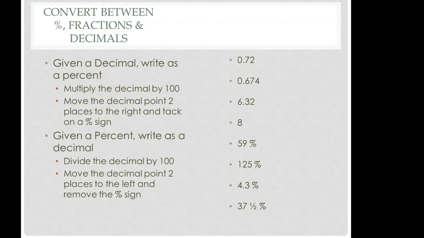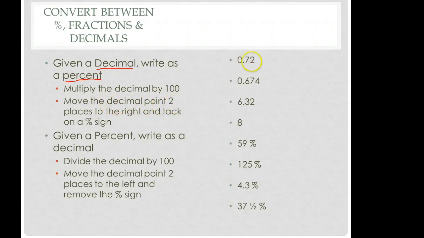And we're going to start out being given different things. Now, we've already done fractions to decimals, decimals to fractions. Those were previous units. So today we're going to focus on percents. So if I'm given a decimal and I want to write it as a percent, what you do is you multiply the decimal by 100. Now, multiplying the decimal by 100 is the same as moving the decimal point 2 places to the right.